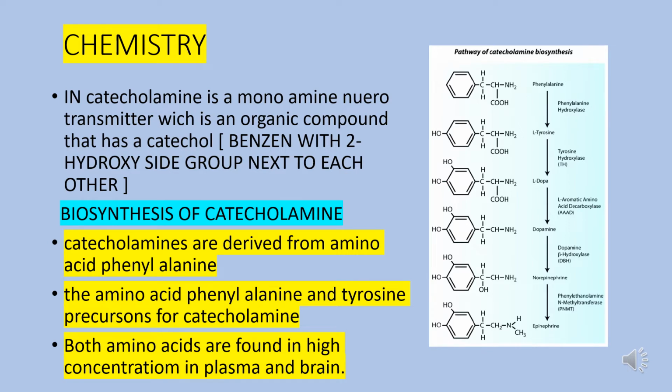Phenylalanine undergoes phenylalanine hydroxylation to produce L-tyrosine. Tyrosine hydroxylase produces L-dopa. L-dopa undergoes L-amino acid decarboxylation. This produces dopamine. This dopamine undergoes dopamine beta hydroxylase to produce norepinephrine. This norepinephrine undergoes phenylethanolamine N-methyltransferase to give epinephrine.